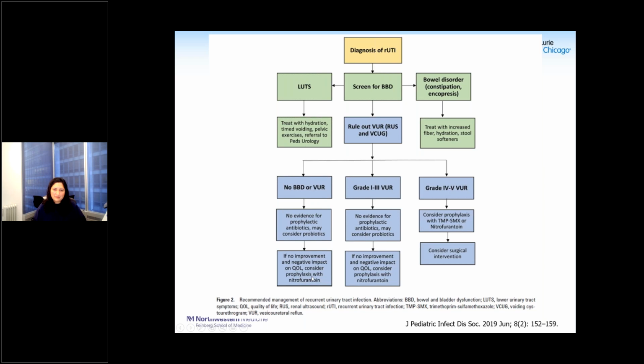And maybe if quality of life is an issue, then you might consider prophylaxis with nitrofurantoin. But really, I think talking to parents and managing expectations is more important.